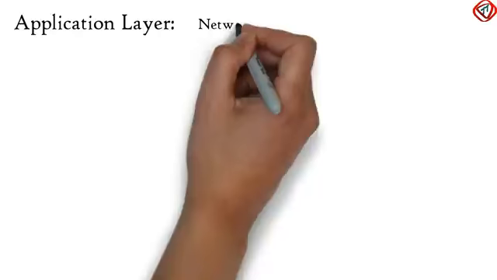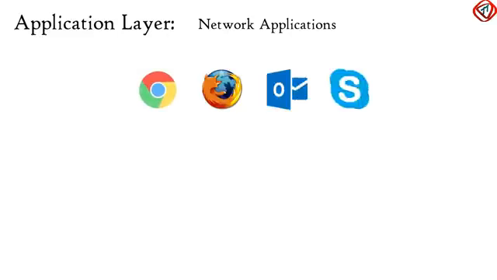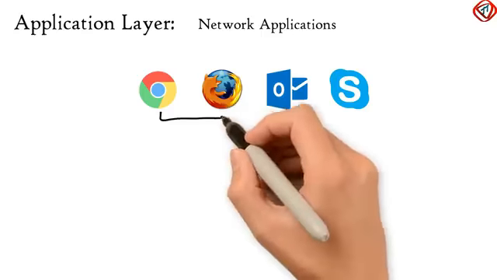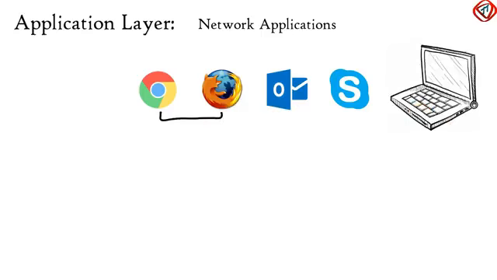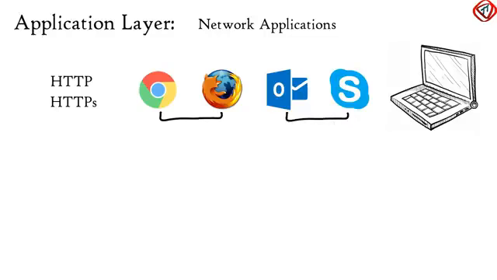Application layer is used by network applications. Network application means computer applications that use the internet, like Google Chrome, Firefox, Outlook, Skype, etc. A web browser is a network application running in your PC. It does not reside in the application layer, but it uses application layer protocols HTTP or HTTPS to do web surfing. Not only web browsers, but all network applications including Outlook, Skype, etc. are dependent on application layer protocols to function.